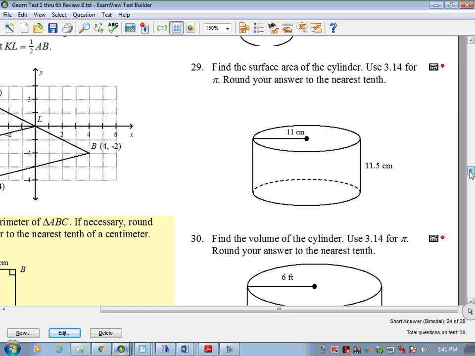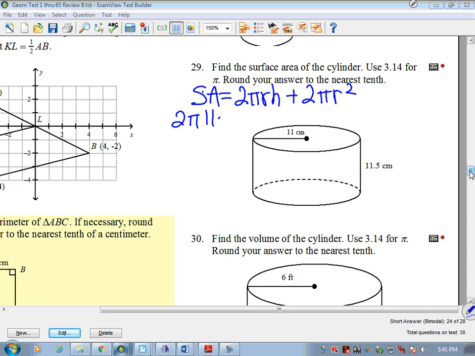Surface area of the cylinder. Here we want to use 3.14. Surface area is just the same formula we used up there. But let's do it again so we remember. Surface area equals 2 pi r h plus 2 pi r squared, where my radius is 11. So 2 pi 11 times 11.5 plus 2 pi 11 squared. So that's what I want to plug into my calculator, and that's what we're going to do over here.